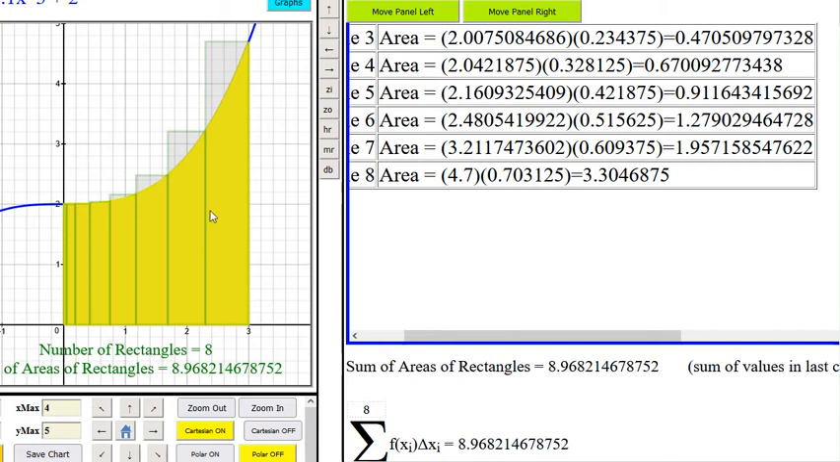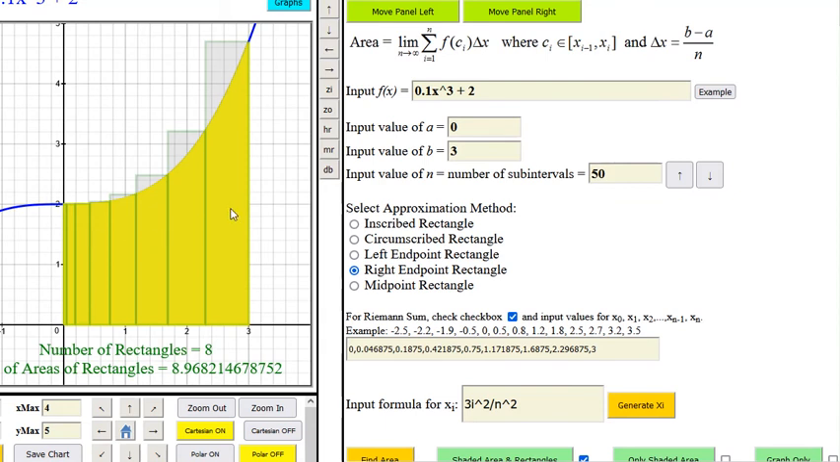And so now let's fill this up with more rectangles so we get a better approximation. And now instead of 8 rectangles, let's fill it up with 50 rectangles.